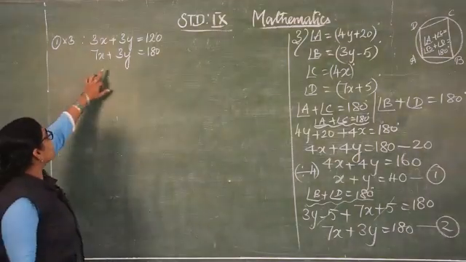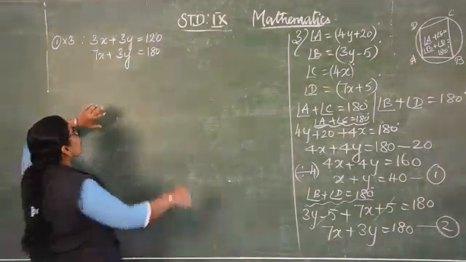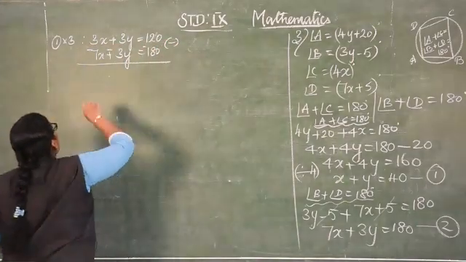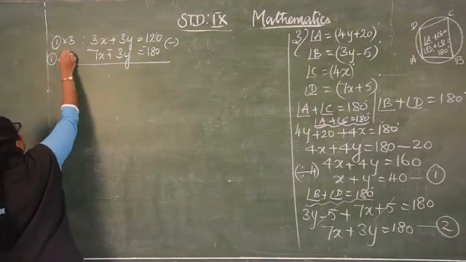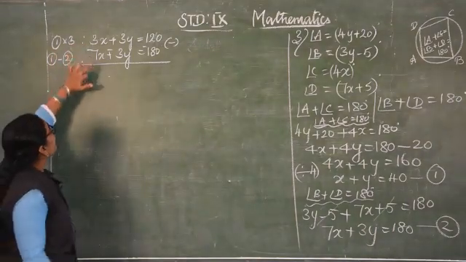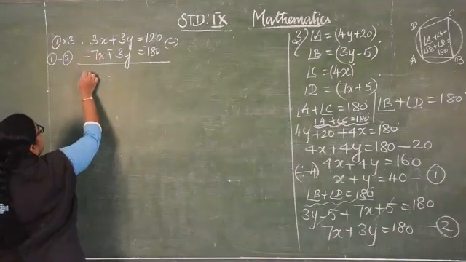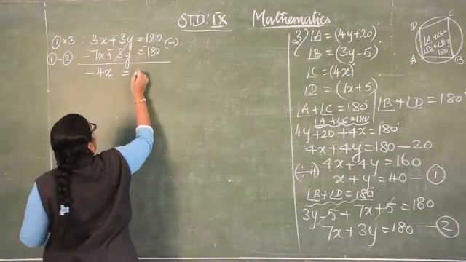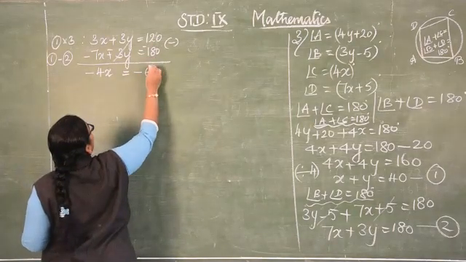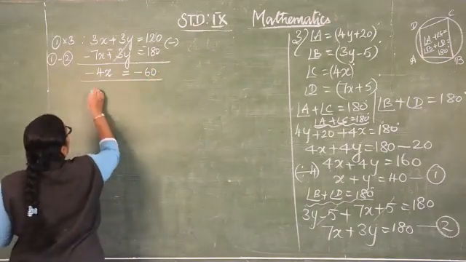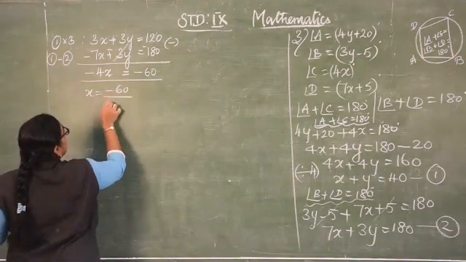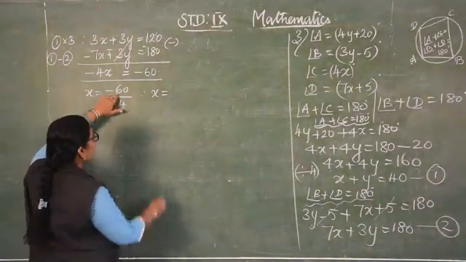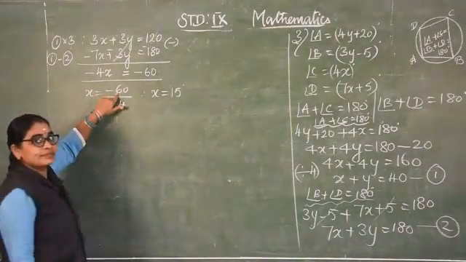Both the equations have the same coefficient with the same sign. So we are going to subtract that one. Minus, minus, minus, writing the condition that 1 minus 2. So 3 minus 7, minus 4x. The y gets cancelled. 180 minus 120 will be how much? 60. Then x value will be minus 60 divided by minus 4. Therefore, x value will be equal to 15, like this.